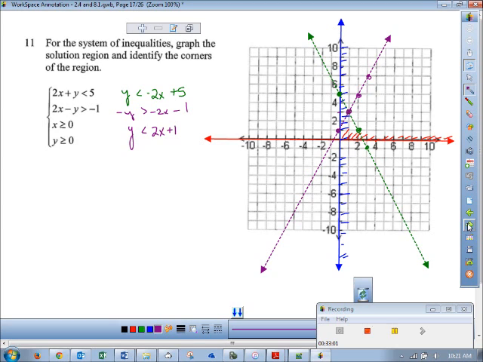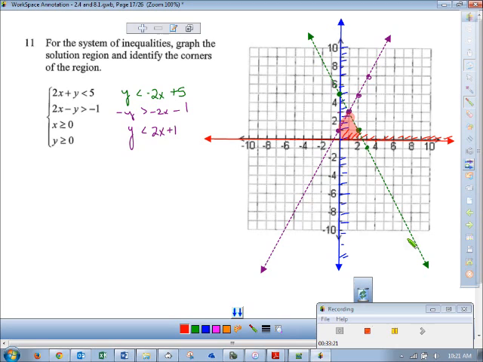Correct? And above Mr. Purple or below Mr. Purple? Below. So now, if you're a highlighter person, the final region is all of this stuff right here. To the right of the blue line, above the red line, below the green line, and below the purple line. That's not that bad for you.